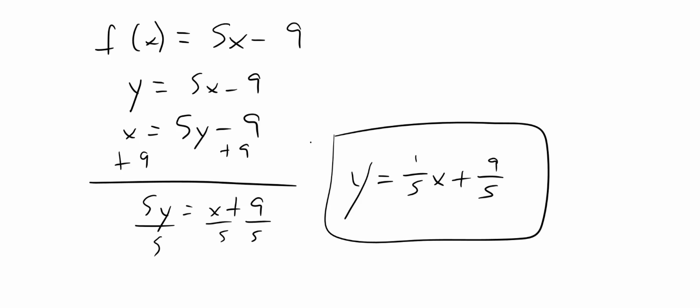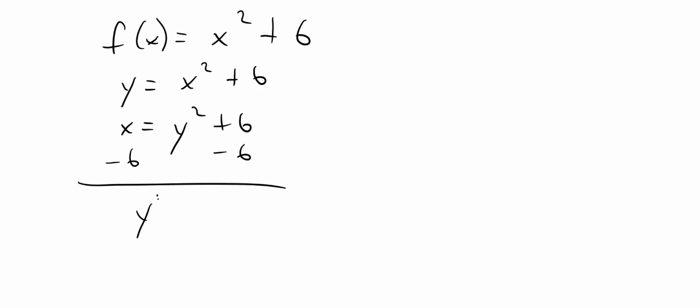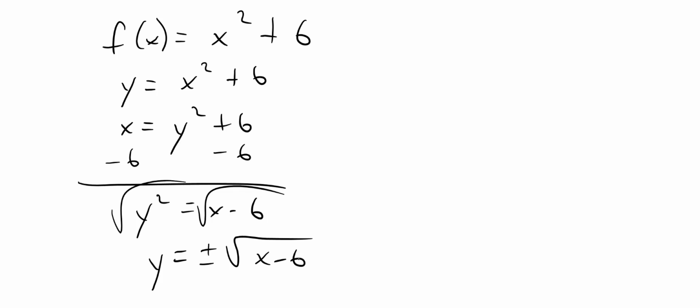Now, it can get a little more complicated when you have a squared. So let's do that. So if I said f of x is equal to x squared plus, I don't know, plus 6. So I'm going to write it as y is equal to x squared plus 6. Okay, and then I'm going to swap the x and y. So x equals y squared plus 6. So I'm going to solve for y squared. So I'm going to subtract 6 from both sides. So you get y squared equals x minus 6. And then I take the square root of both sides. So y is equal to, and don't forget, it's plus or minus, the square root of x minus 6. And that's all you can do. That's your answer. Okay? So that's actually pretty easy.